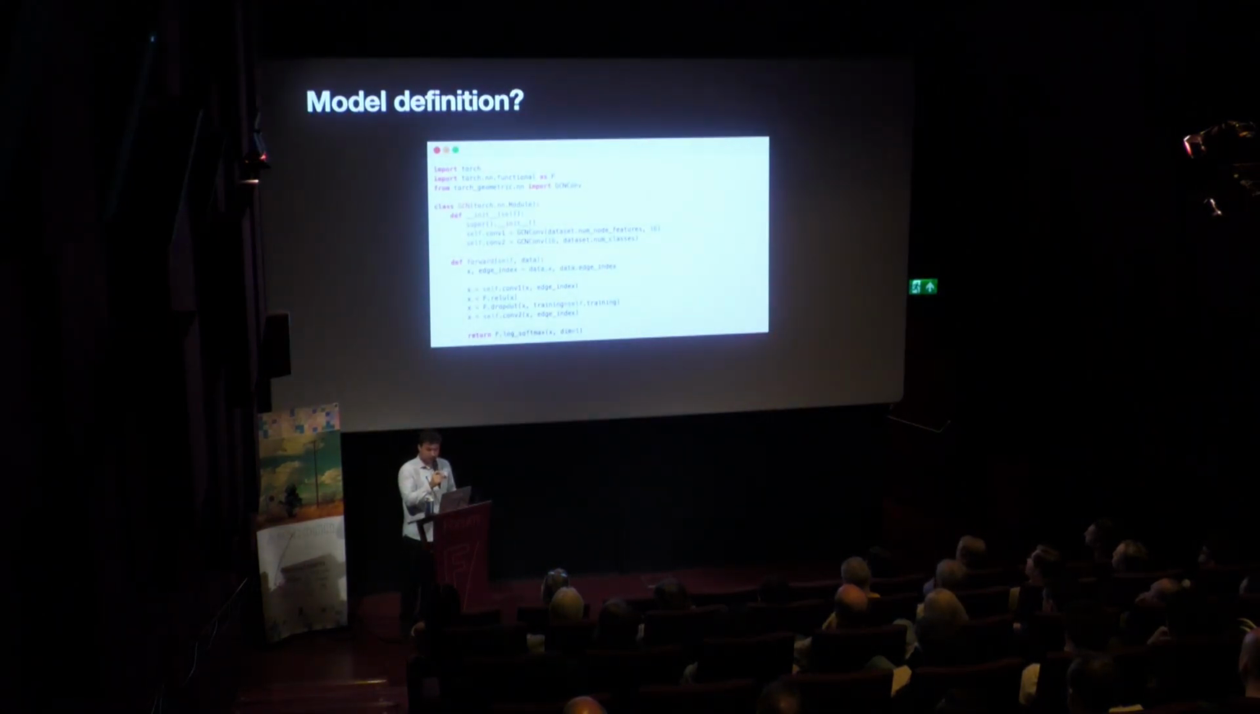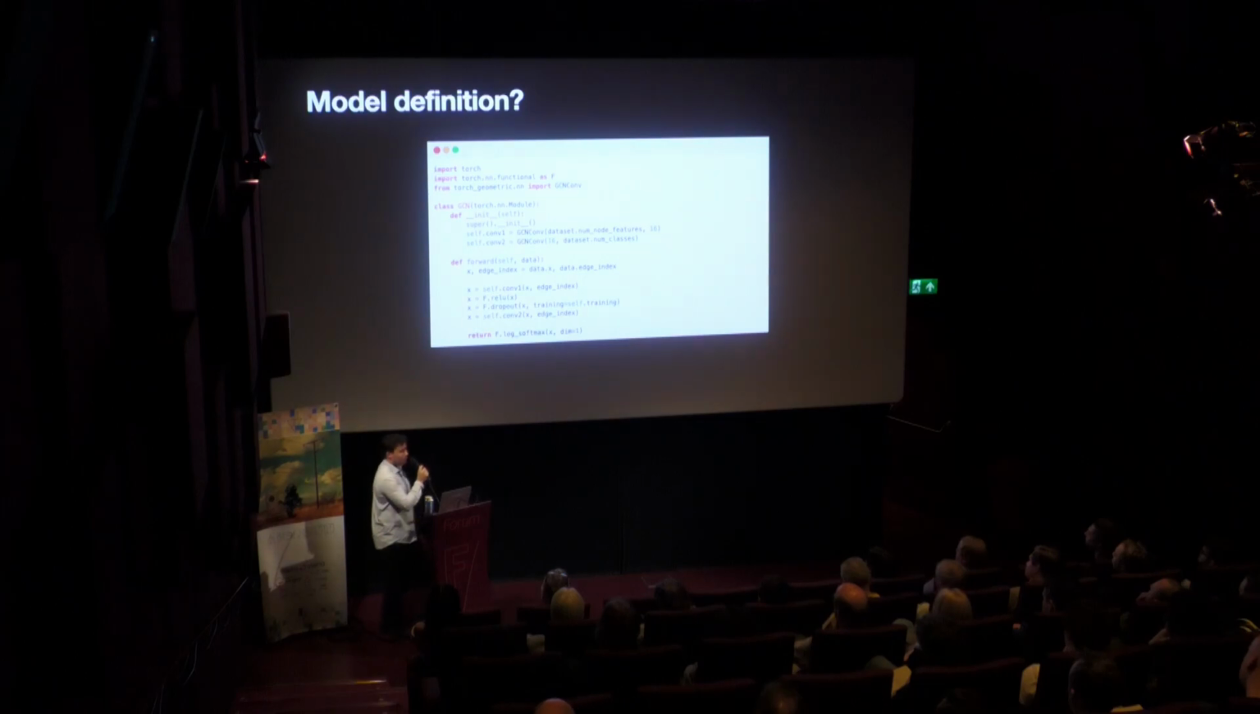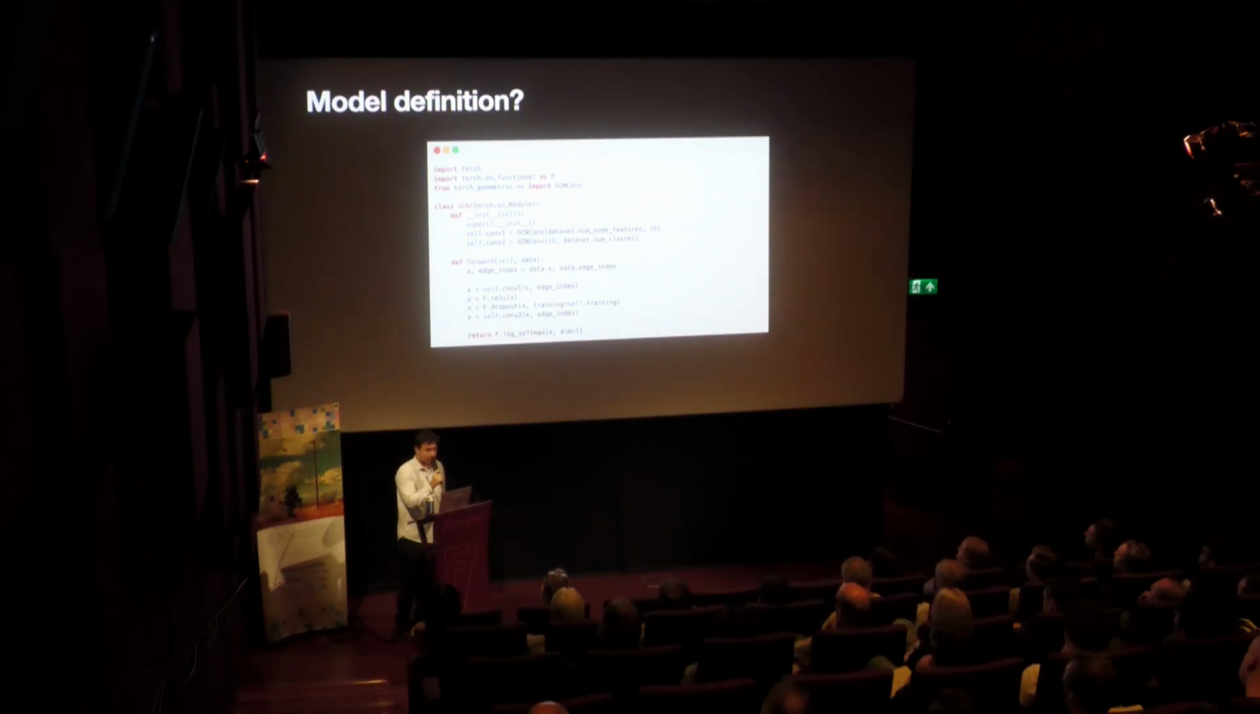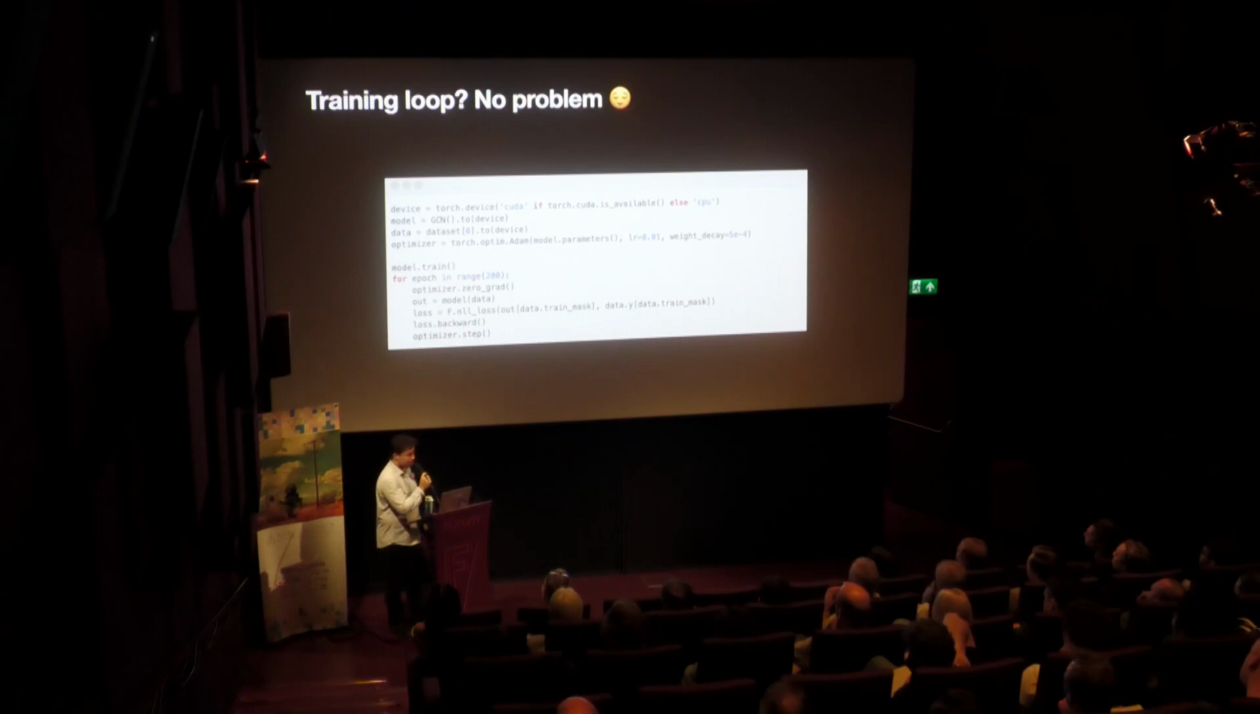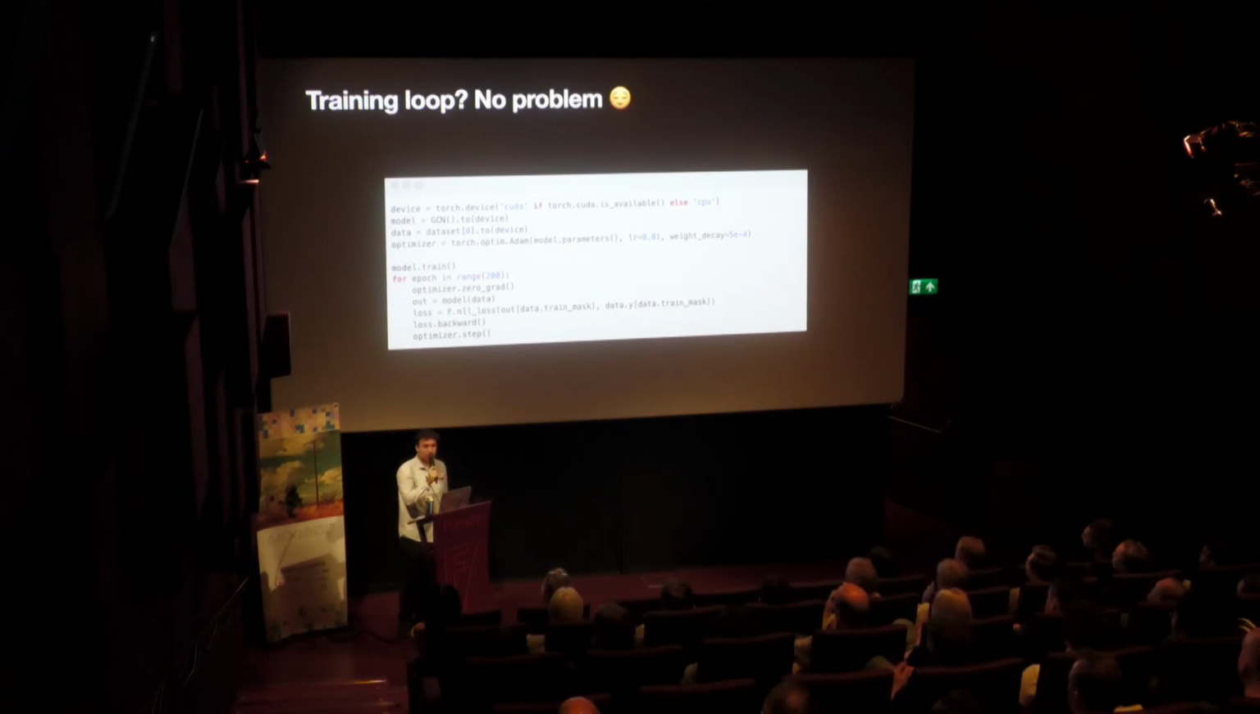Well, model definition, not a problem, I would say. Just a torch NN module again, exactly like an init, where you create all your layers, and then you forward through your network. So the GCNConv that we are seeing here is actually the layer that I've showed you before. Training loop, also not a problem at all. We just create a device, a model, we set everything to the device, and we do our standard training loop of zeroing our gradients, doing the forward pass, doing a backward pass, and optimizing.